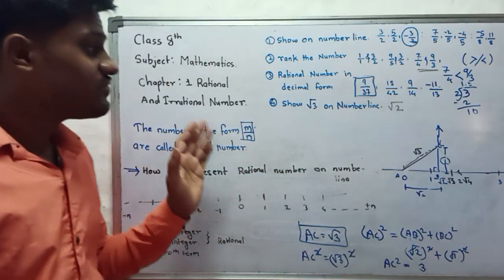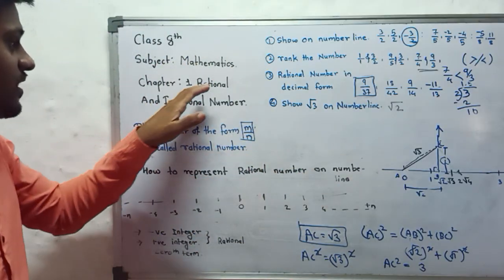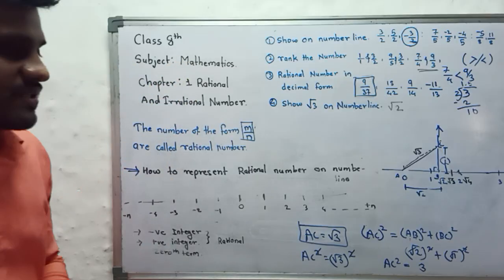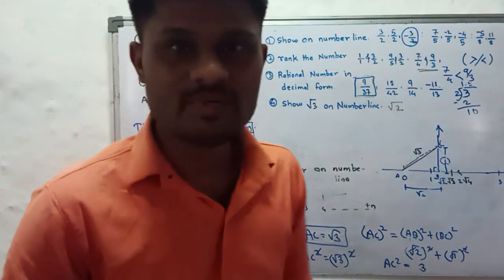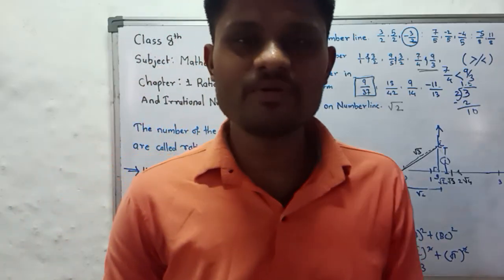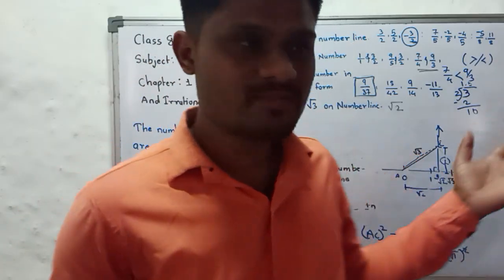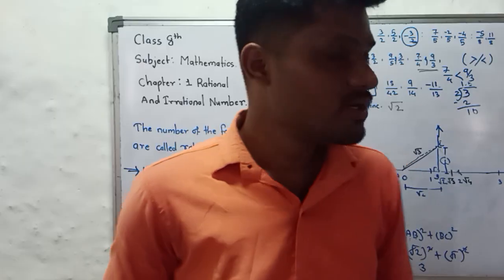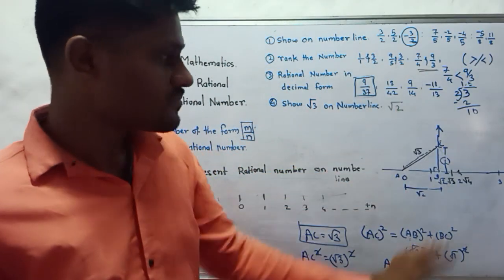So this was the full chapter of rational and irrational numbers of class 8 mathematics that we have studied in this class. You can cover all the exercise questions 1, 2, 3, 4 using this session.